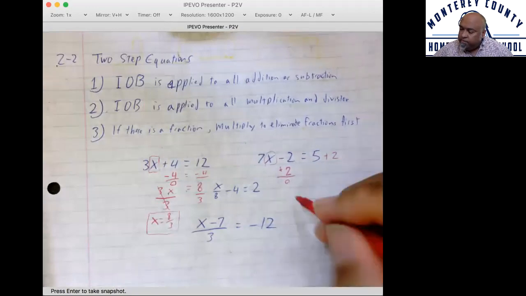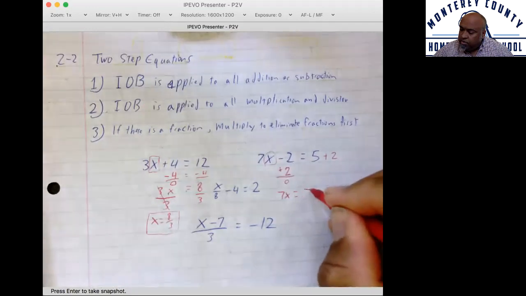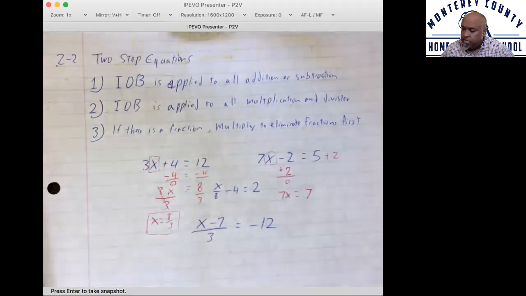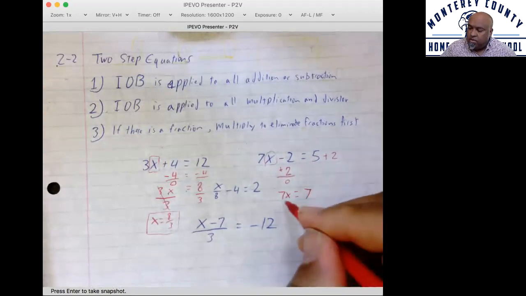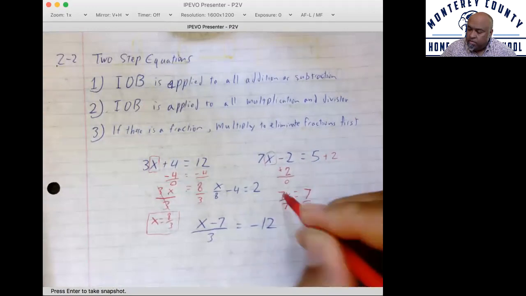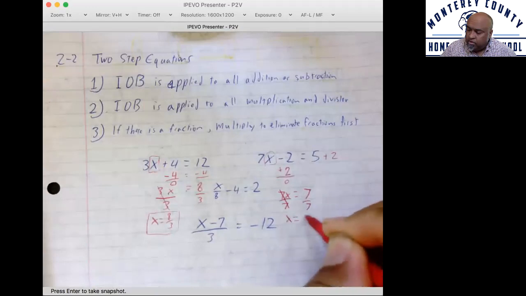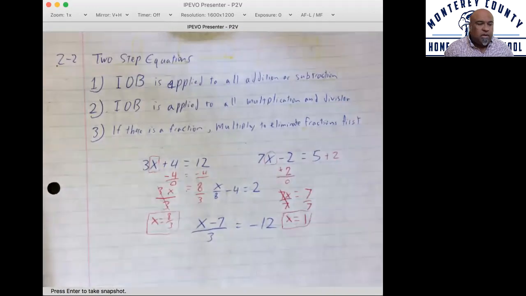So now I have 7x is equal to 7. See how I eliminated the 2 by adding it to both sides, or I eliminated the minus 2. Okay, so now I do IOB to both sides again. And I have x is equal to 1, because 7 divided by 7 equals 1.